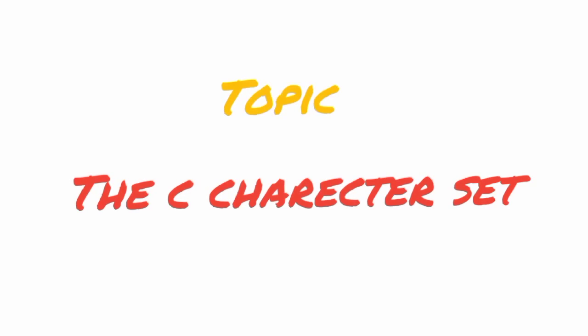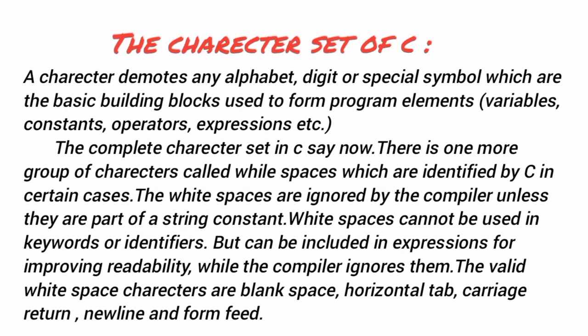The C character set. A character denotes any alphabet, digit, or special symbol, which are the basic building blocks used to form program elements, variables, constants, operators, expressions, etc. The complete character set in C is given. There is one more group of characters called white spaces, which are identified by C.